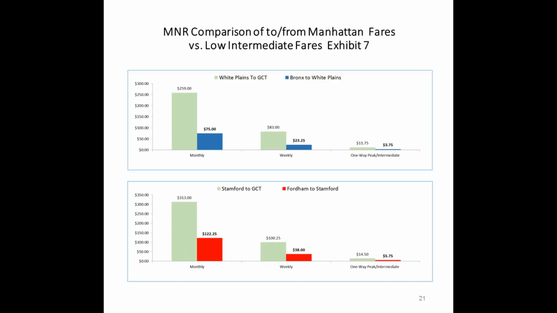This is the same distance: White Plains to Grand Central in Manhattan is $259. But going to the Bronx, even though it's only a couple of miles shorter, is only $75 a month. A big differential was given to encourage that kind of transit trip. Also on the weekly, you can see a difference between $83 and $23. And then on the other one, Fordham to Stamford, again, $300 for a monthly ticket. These are current prices. To Grand Central Terminal, only $122 for a monthly from the Bronx to Stamford.